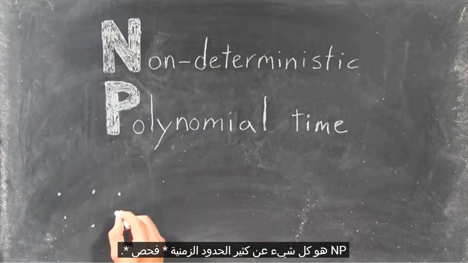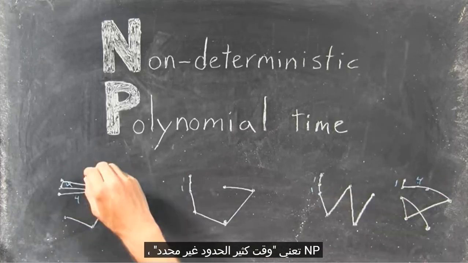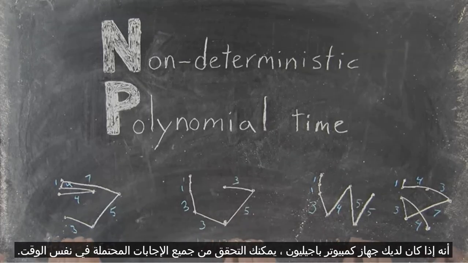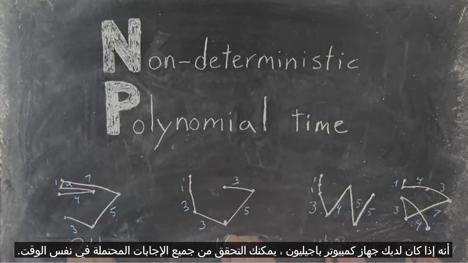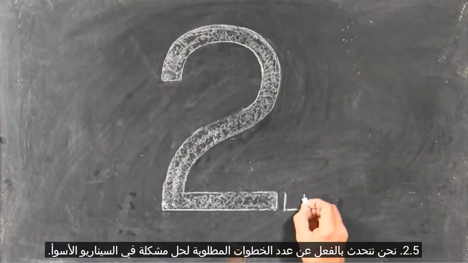NP is all about polynomial time checking. NP stands for non-deterministic polynomial time, which, being math terminology, is an almost mean-spirited way of saying that if you had a bajillion computers and you could check all possible answers at the same time, you could find a correct solution in polynomial time.